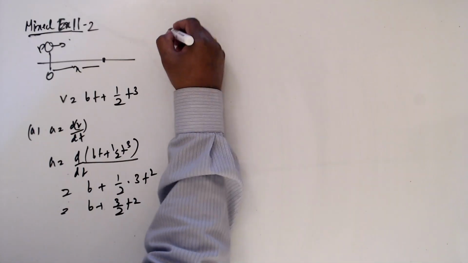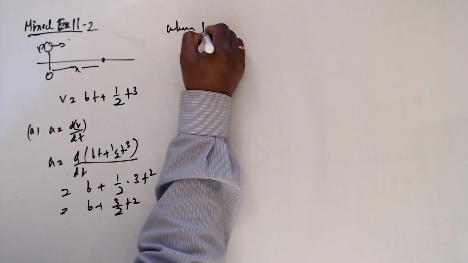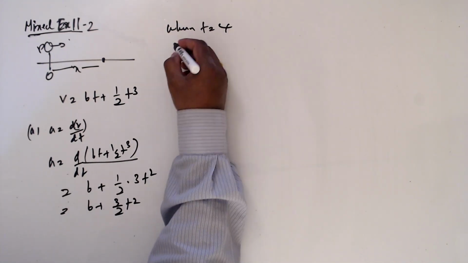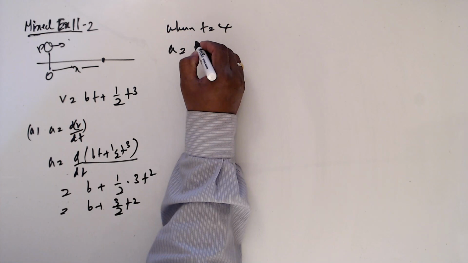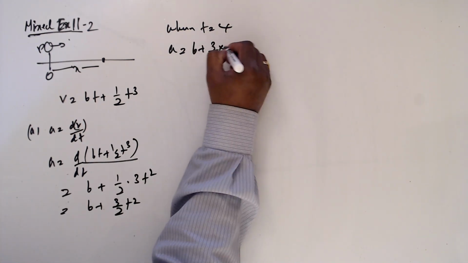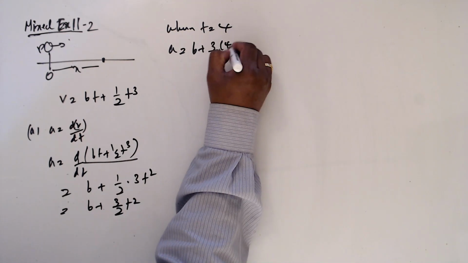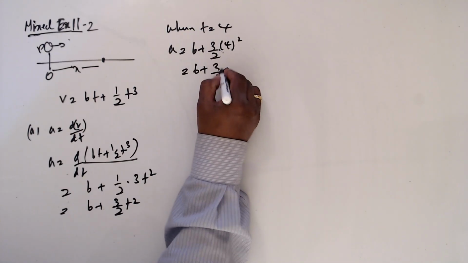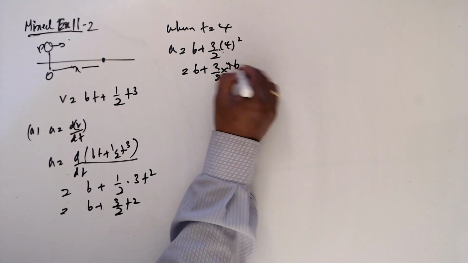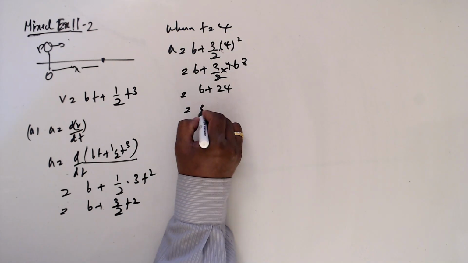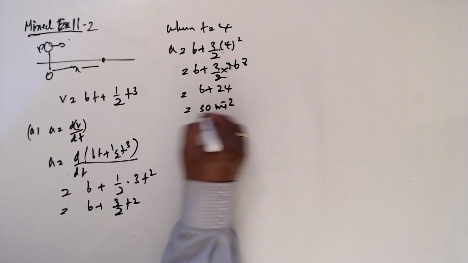Now we want to find the acceleration when t equals 4. So A equals 6 plus 3 over 2 times 4 square. So 6 plus 3 over 2 times 16, this is 8. So 6 plus 24, that is going to be 30 ms minus 2.